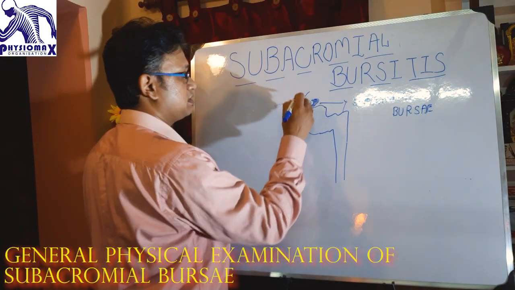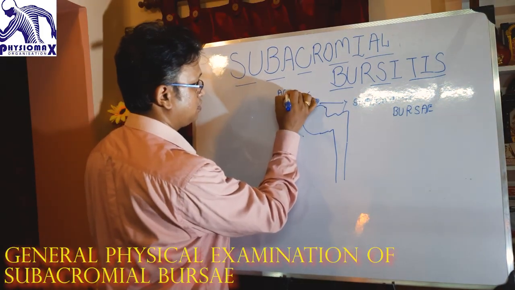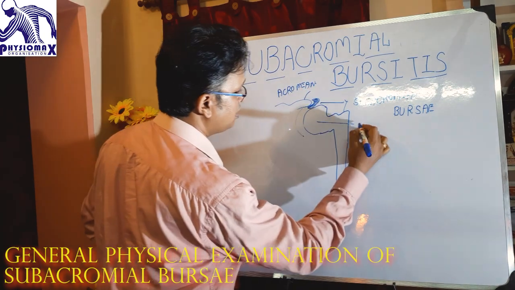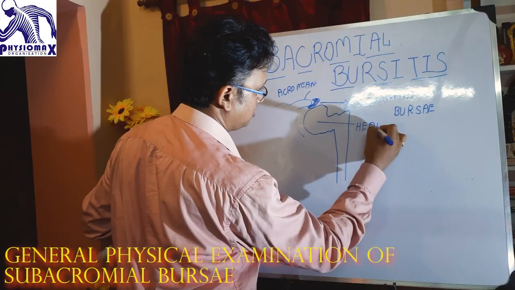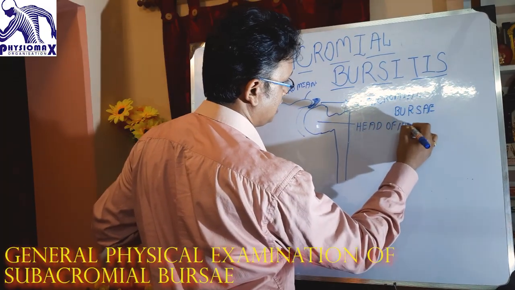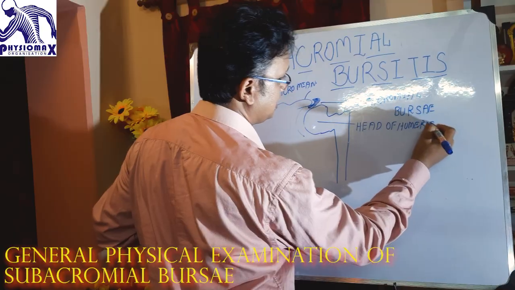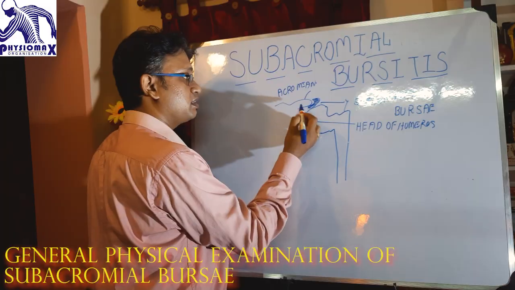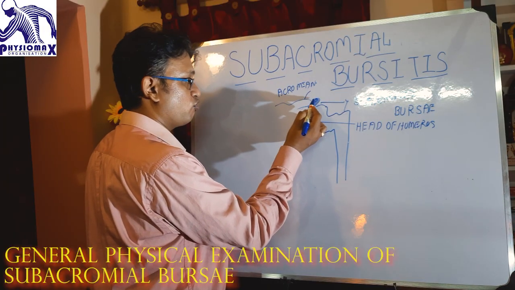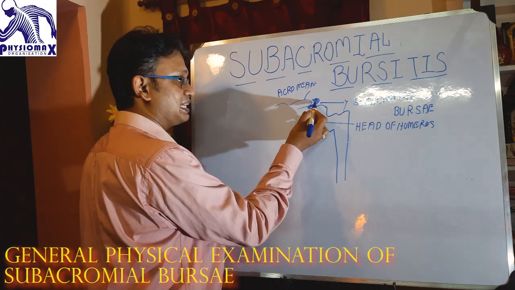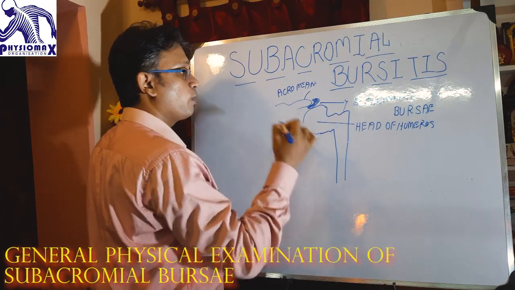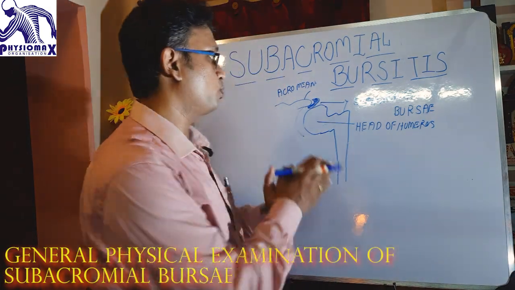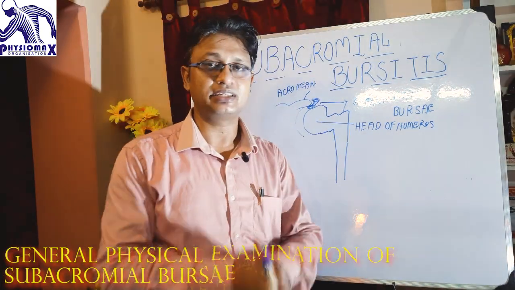This is the acromion process, and this is the head of the humerus. This is the space which is called the subacromial space, and in this space the structure present, like a fluid-filled sac which looks like a capsule, is what is called the subacromial bursa. Whenever someone does a repeated movement at 90 degrees of abduction, they are more prone to this subacromial bursitis. We have already seen that in the last video.